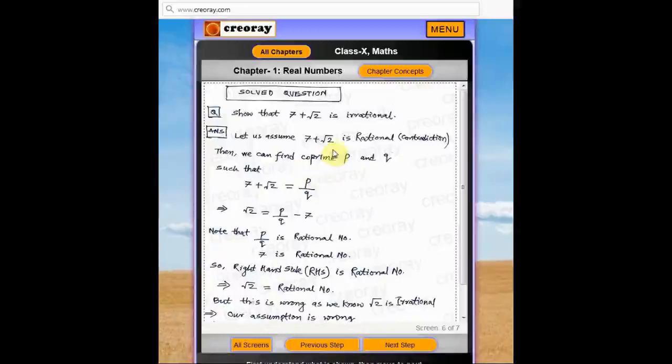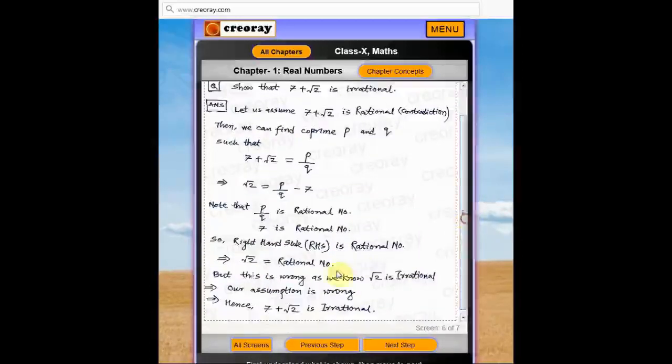Since this is a rational number, what we have assumed, it is of the form p by q, then square root 2 is p by q minus 7. Now p by q is a rational number, we know it. 7 is also a rational number, we know it. But root 2 is an irrational number. Is it rational? No. But that has to happen by this equality. Something is wrong, as we know root 2 is irrational. So that can happen only when our assumption is wrong. Hence 7 plus root 2 is irrational.